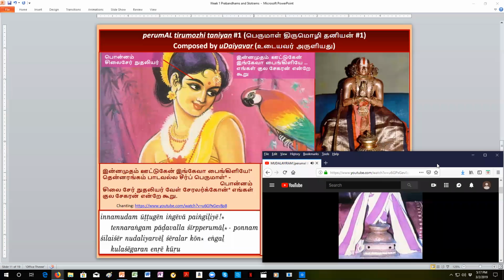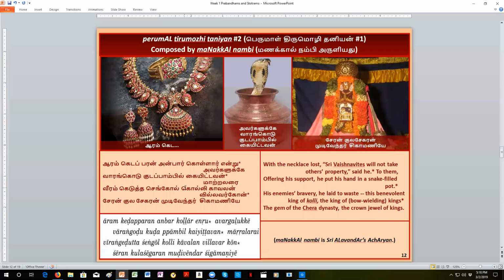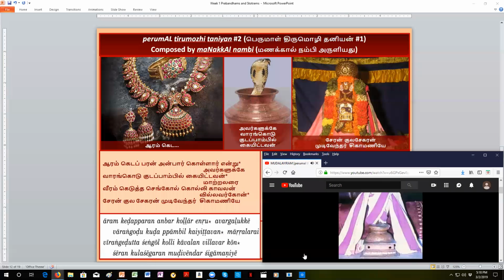இன்னமுதமூட்டுகேன் இங்கே வா பைங்கிணியே தென்னரங்கம் பாடவல்ல சீர்பெருமாள் பொன்னஞ்சிரசேன் நுதலியல்வேள் சேரலர்கோன் எங்கள் குலசேகரன் என்னே கூறு ஆரங்களப் பல நண்பர் கொள்ளாரென்னு அவர்களுக்கே வாரங்கொடு குடப்பாம்பில் கையிட்டவன் மாத்தலரை வீரங்கெடுத்த செங்கோல் கொல்லிகாவலன் வில்லவர்கோன் சேரன் குலசேகரன் முடிவேந்தர் சிகாமணியே.